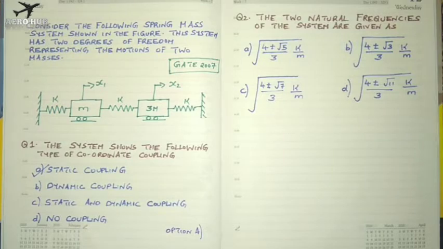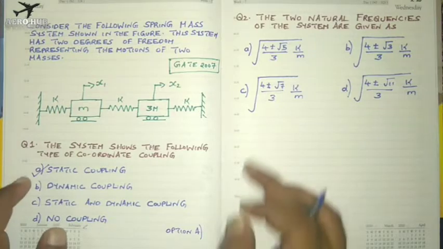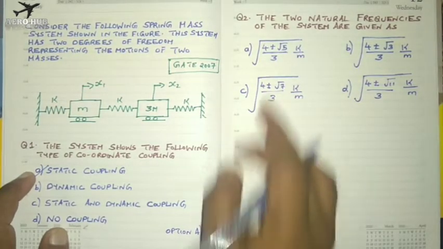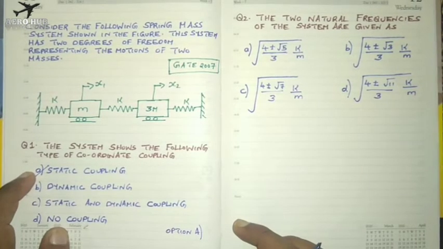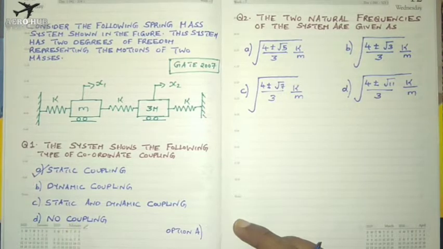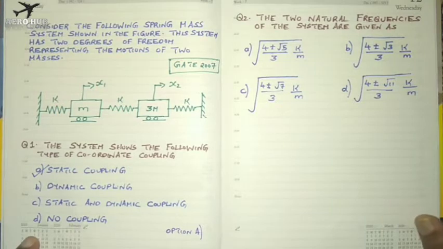For the second question, we are solving a 2 degrees of freedom system, so it will have 2 natural frequencies. The question is to find the natural frequency of the system. Option A, root of 4 plus or minus root 5 by 3 into k by m. Option B, root of 4 plus or minus root 3 by 3 into k by m. Option C, root of 4 plus or minus root 7 by 3 k by m. Option D, root of 4 plus or minus root 11 by 3 k by m.